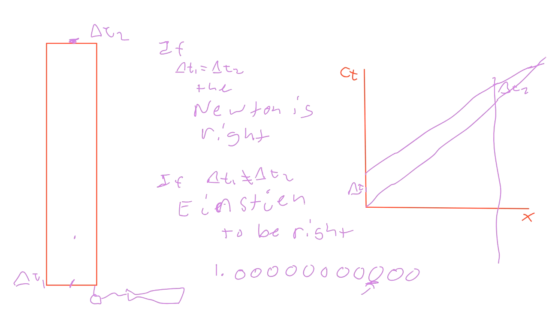So you can get atomic clocks where the uncertainty in time, I don't want to call it delta T again, where T is uncertain, I'll call it T uncertain, is approximately 10 to the minus 13th, which you'll notice is way out here. So you can get these clocks, and you actually find when you do the experiment that delta T1 is not equal to delta T2.